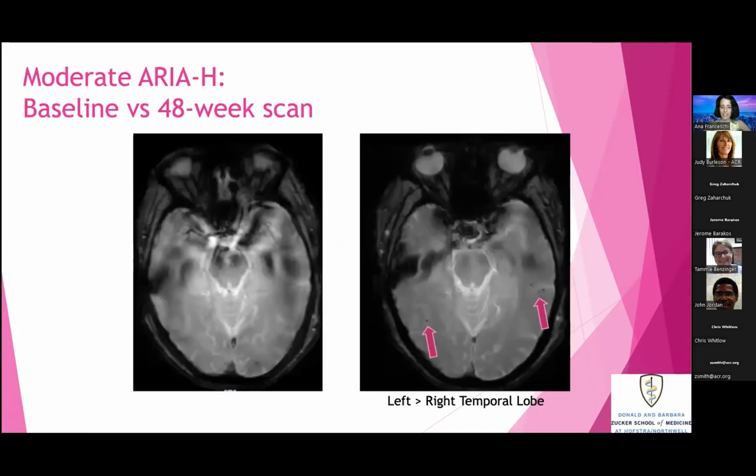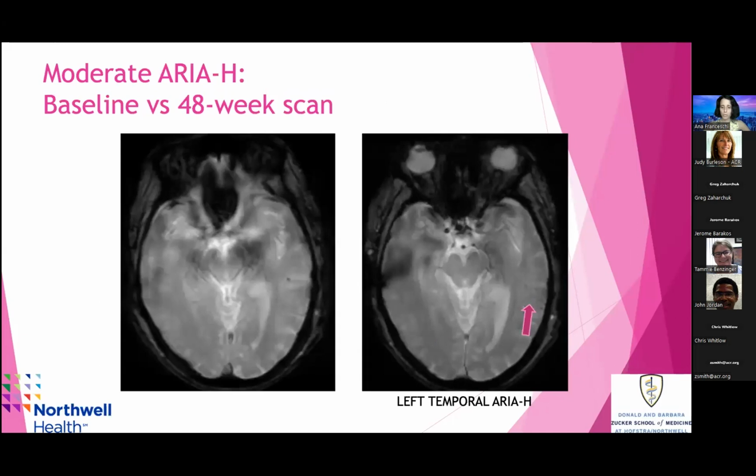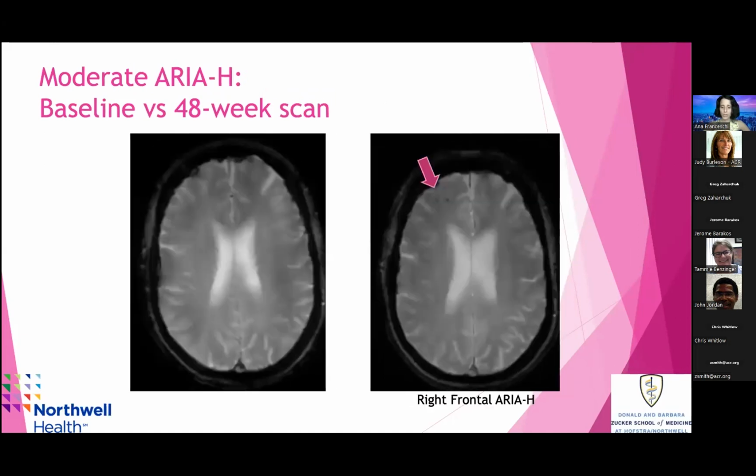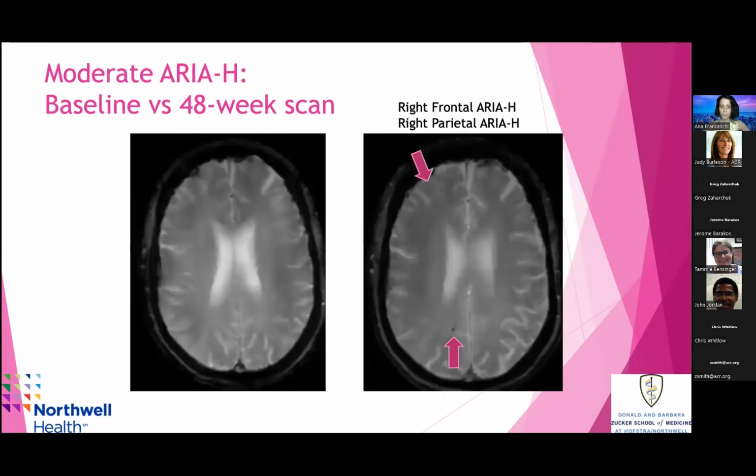And then this patient also ended up developing a moderate ARIA-H. These are GRE sequences. On the left, you have the baseline scan, and you can see a development of several microhemorrhages, more than 5 in bilateral temporal lobes, and also in the right frontal lobe.